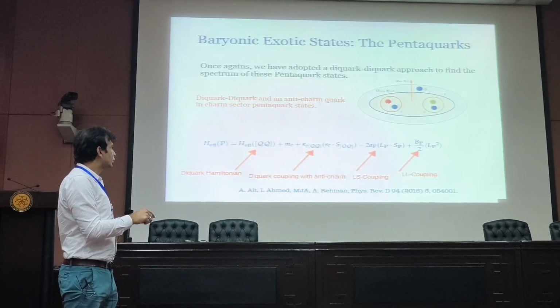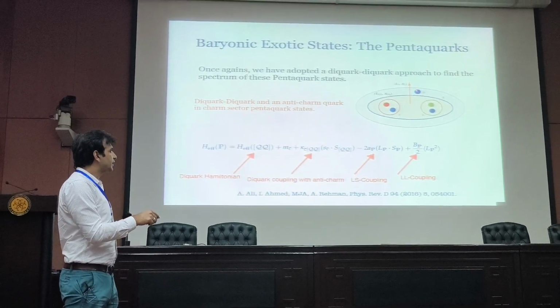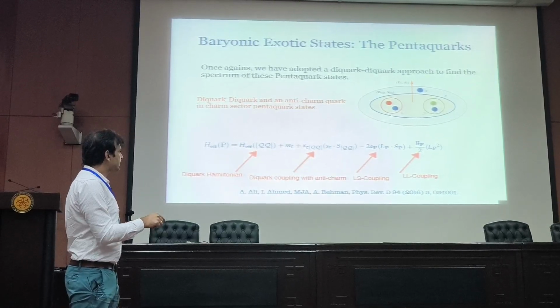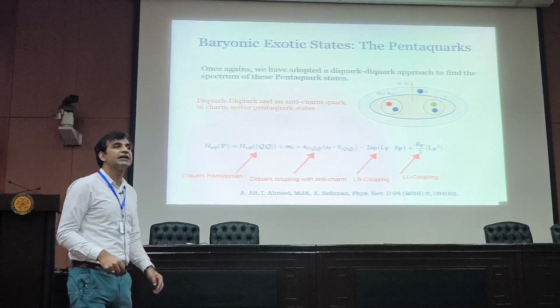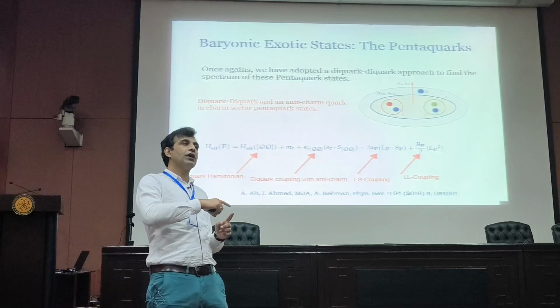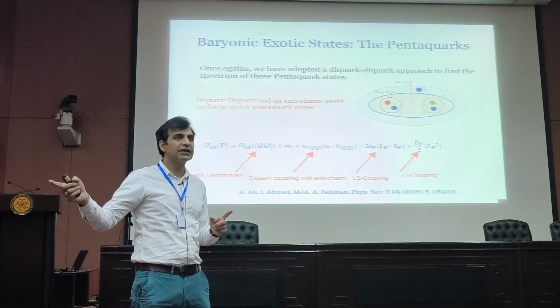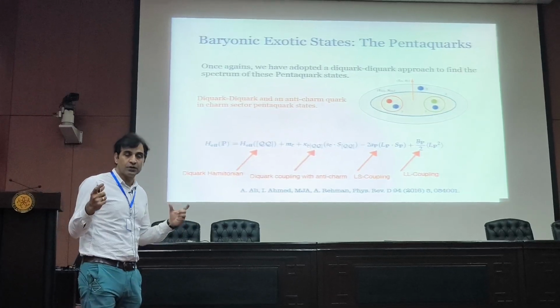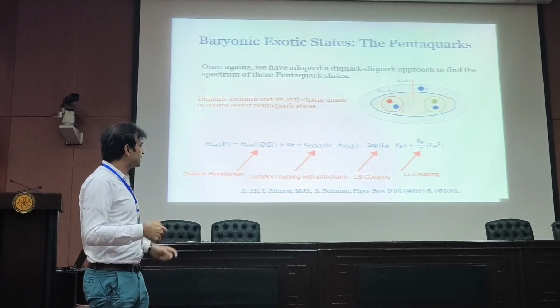This is the effective Hamiltonian that contains the masses of this diquark and charm quark. Diquarks and charm quark are separate. This is the coupling of the quarks inside the diquark. I told you that we have ignored all those couplings that lie outside this diquark shell. We have considered the spin-spin interactions between the quarks inside the diquark.